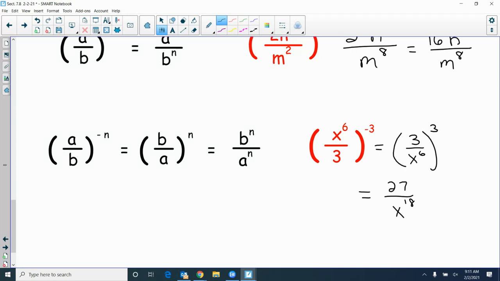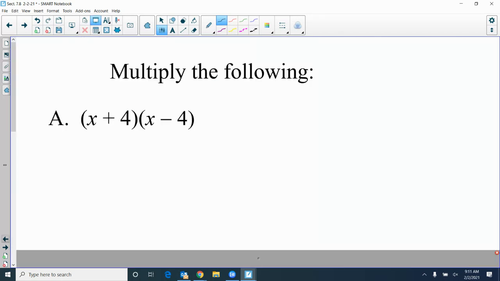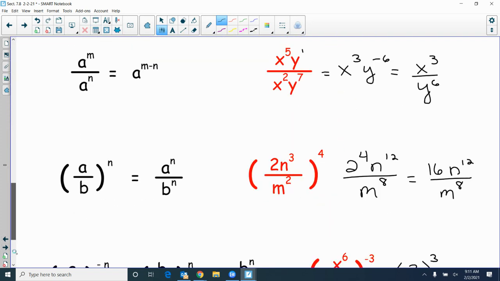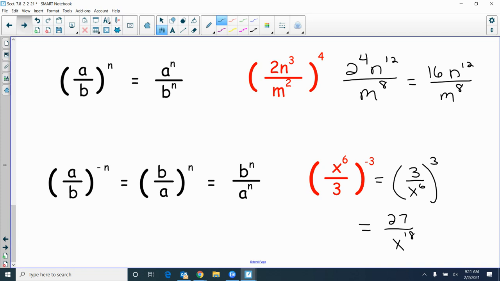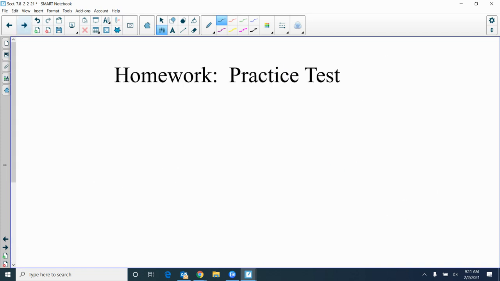So that's just a review of all those fraction rules. We did the foiling part earlier, which was really nothing new. And okay, I'm going to give you the practice test. We're not going to do the whole thing.